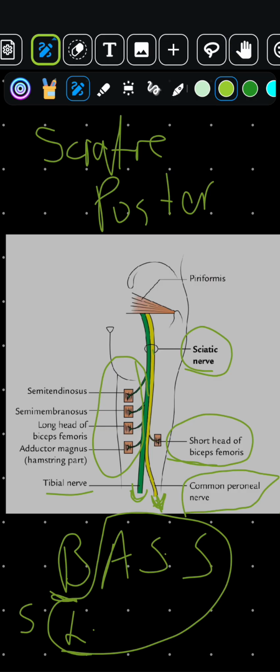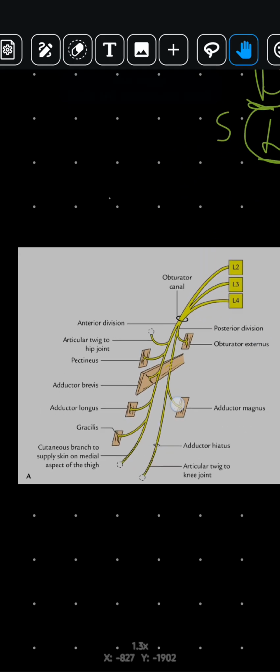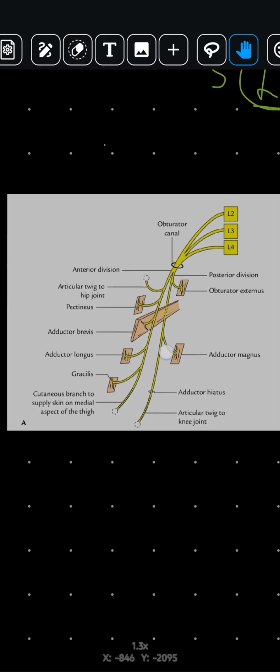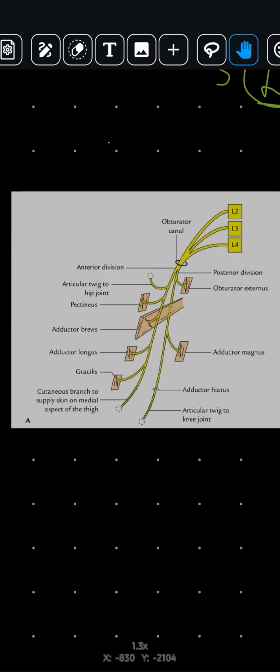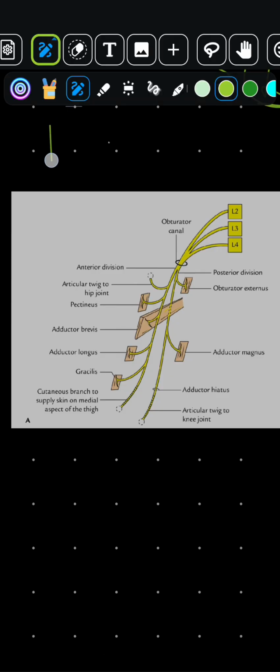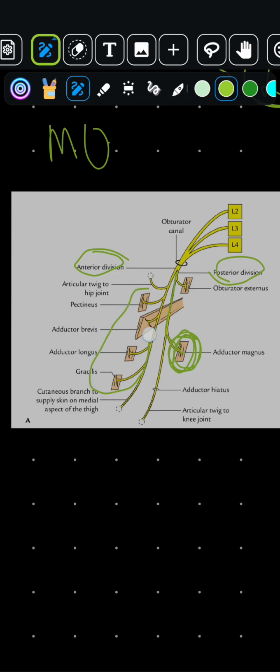Alright, and then from there we can go to our last division, which is our medial division. With our medial division, we said MOFFAT, M-O, so that M-O is the obturator nerve. The obturator nerve is also going to have divisions. We're going to have the anterior division here, the posterior division here. The posterior division is going to supply the adductor magnus, and then every other muscle is going to be innervated by the anterior division.